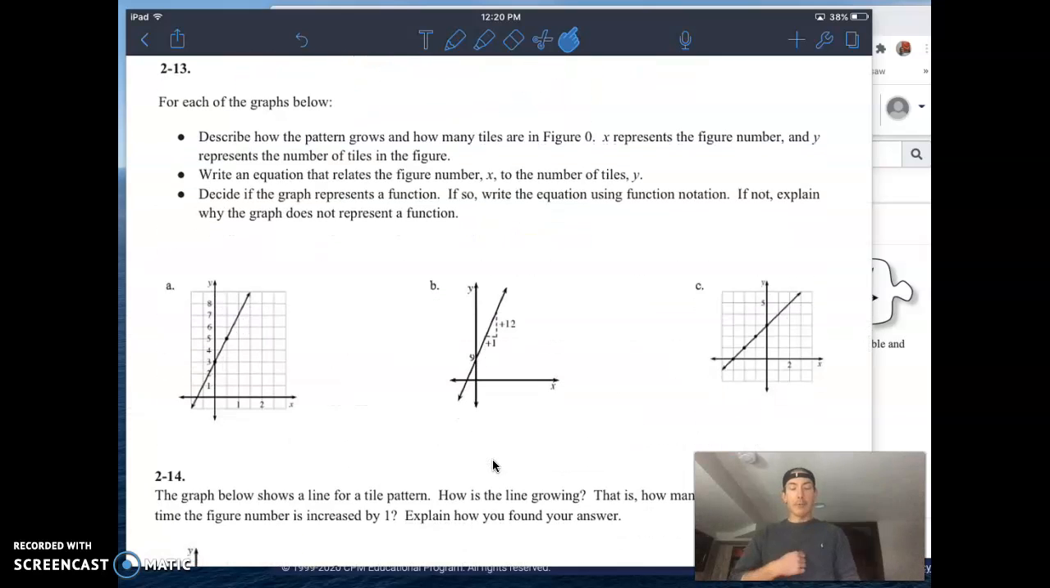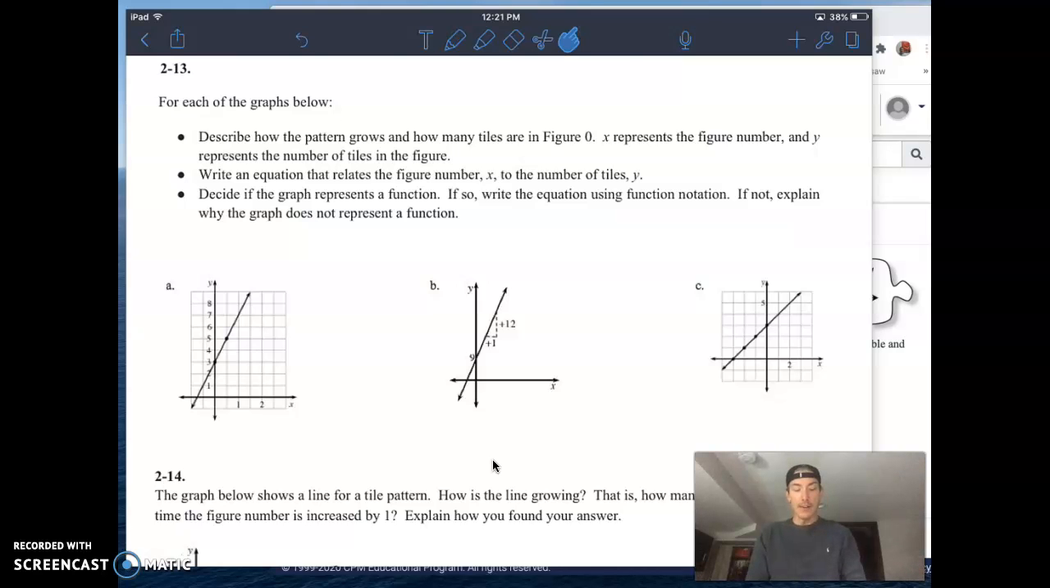We're going to go ahead and check out a couple graphs down here in 2-13. Describe how the pattern grows and how many tiles are in figure 0. X represents the figure number and Y represents the number of tiles. Write an equation that relates X and Y, and then decide if it's a function. Here's what I'm going to go ahead and do. I'm going to do A, and I'll let you guys pause and tackle B and C.